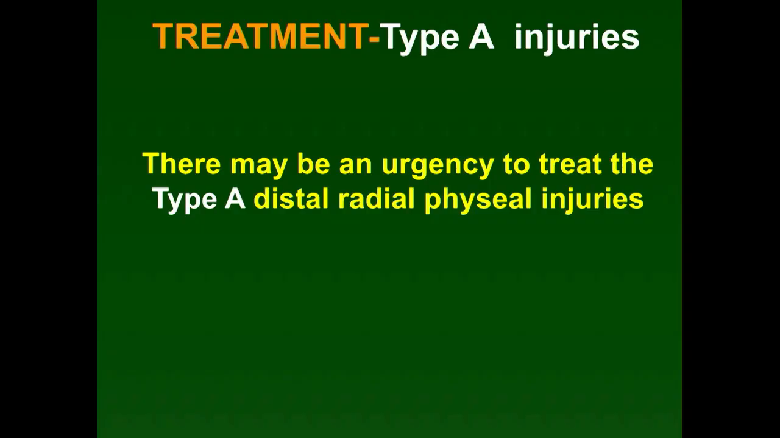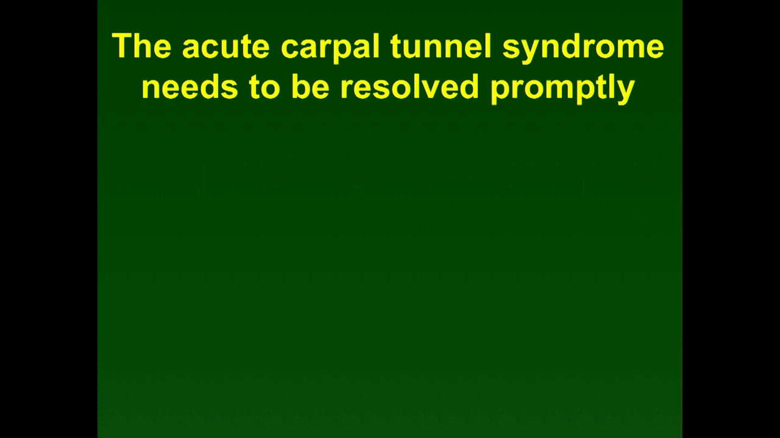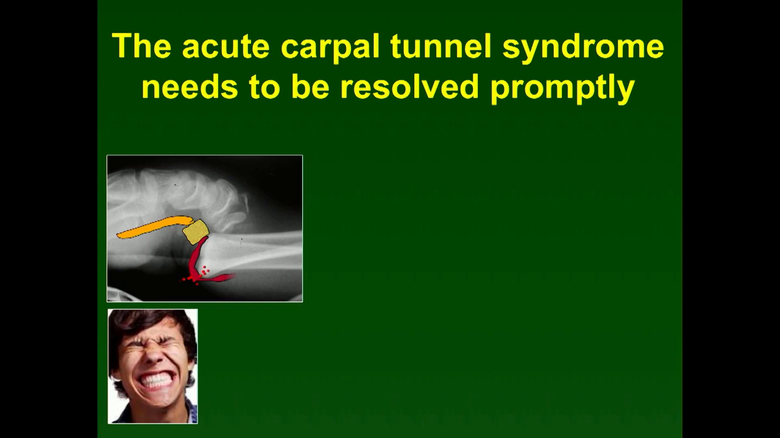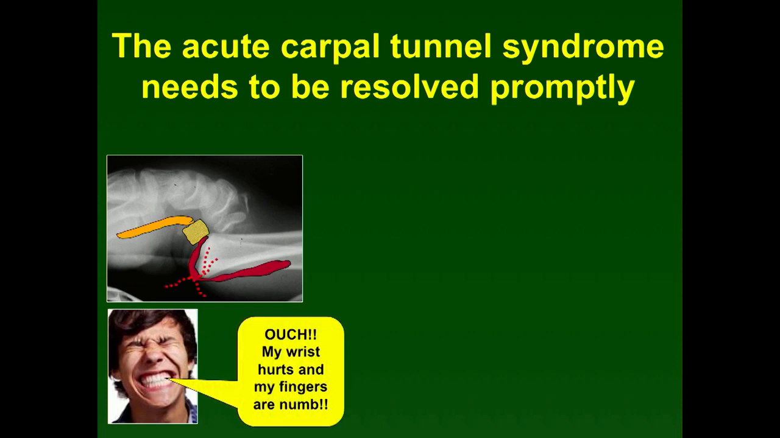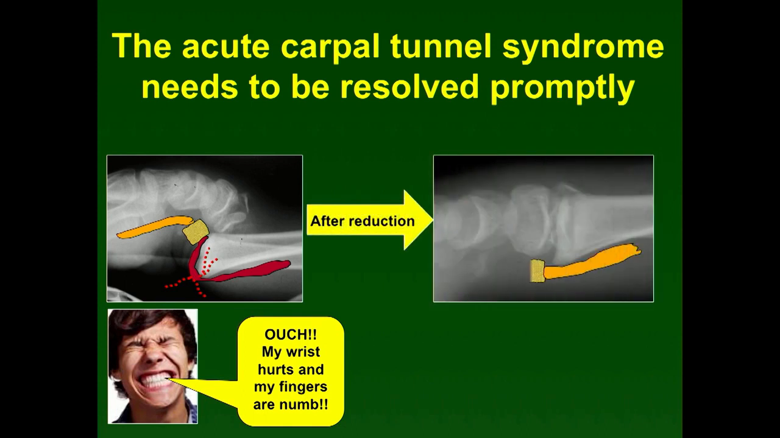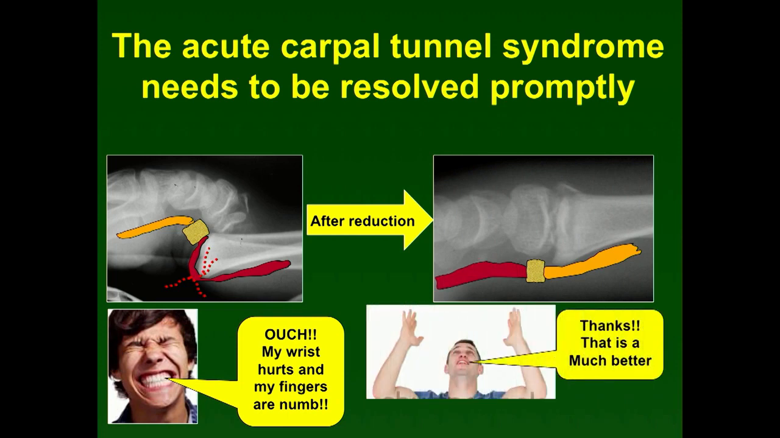Okay, very good. So, there may be an urgency to treat the type A distal radial fractures, because, remember, what do you have there? Compression on the median nerve. Yeah, they're not very comfortable. They usually have a lot more pain, their fingers are kind of numb, and so these need to be treated very efficiently, resolved promptly. And after reduction, the patient feels a lot better.